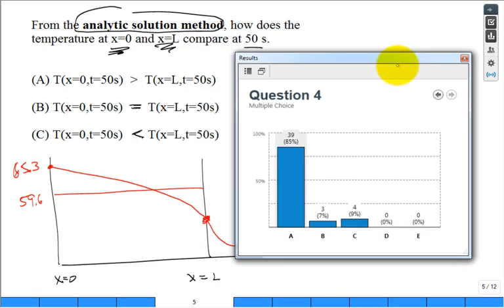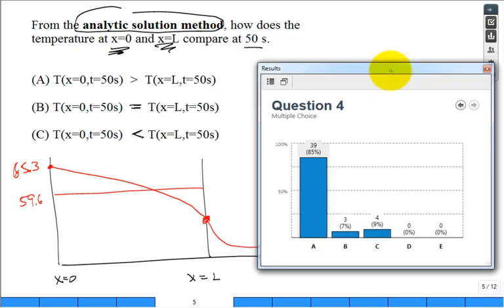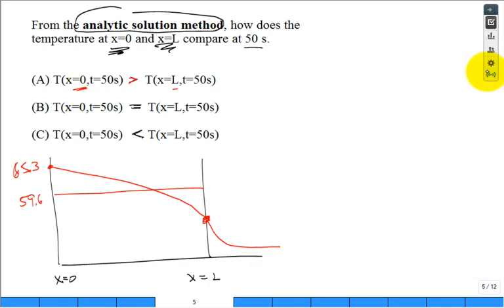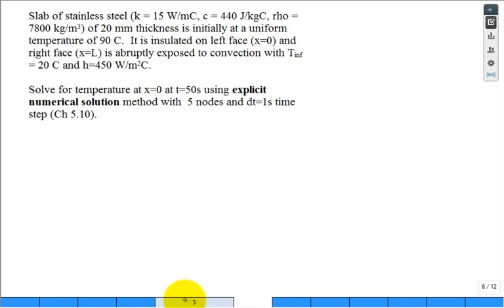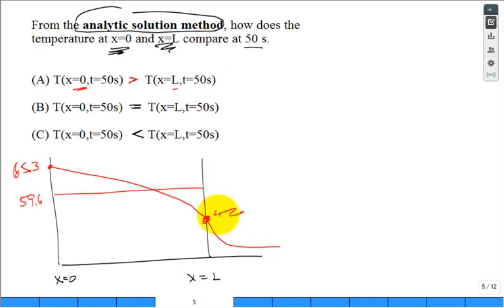So, the temperature out here at L is lower. It's less than the temperature at 0. Isn't it? Yeah. I know a lot of these plus, minus, greater than, less than, it's always hard to track, but there you go. A lot of you got that correct. Oh, what is the temperature out here then? It's less than 59.6.